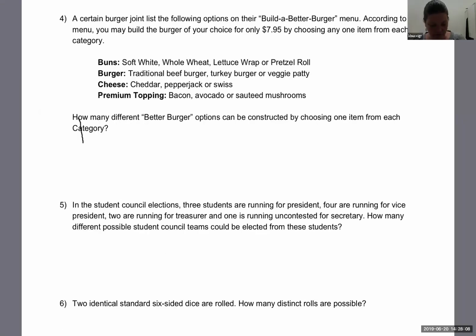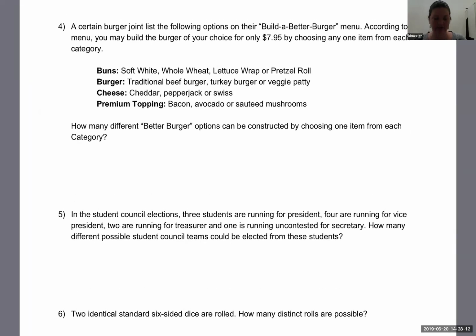So this is really real in my life because my husband has this thing for Red Robin, right? So we end up getting burgers a lot. So let's take a look.